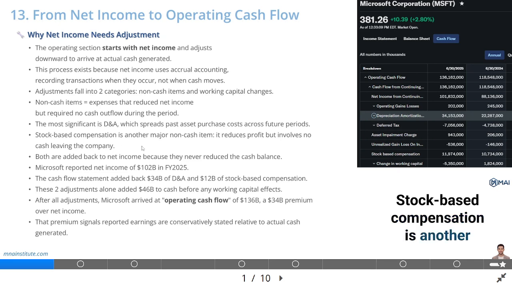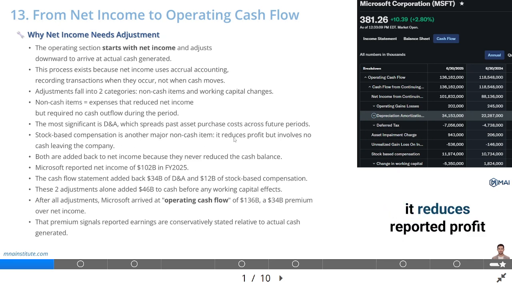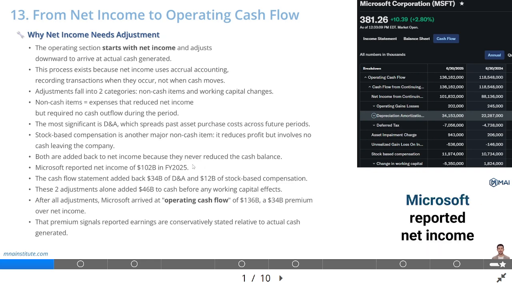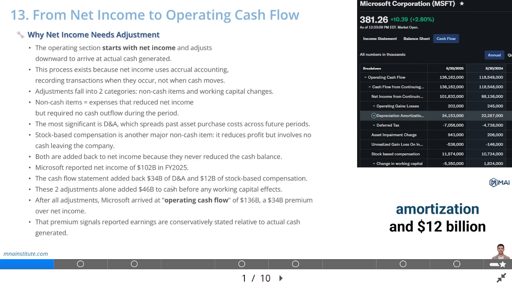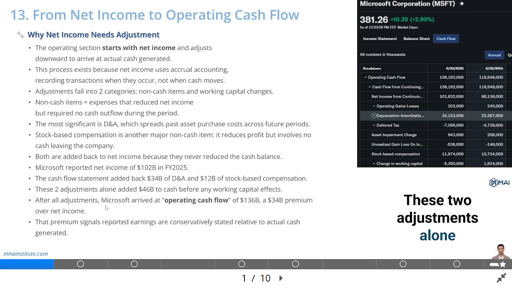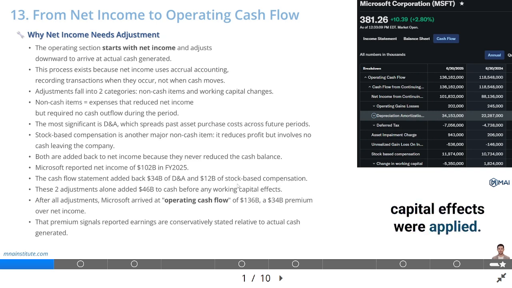Stock-based compensation is another major non-cash item, because it reduces reported profit through an expense entry but involves no actual cash leaving the company. Both are added back to net income in the cash flow statement because they never reduce the cash balance. Microsoft reported net income of $102 billion in fiscal year 2025. The cash flow statement then added back $34 billion of depreciation and amortization and $12 billion of stock-based compensation. These two adjustments alone added $46 billion to cash before any working capital effects were applied.